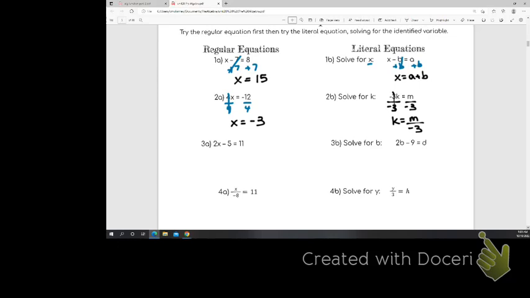So now we have some that are 2 steps. So we would undo that subtraction first. And the same thing over here, I would undo the subtraction first.